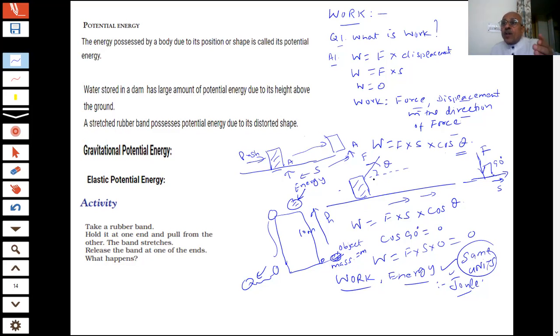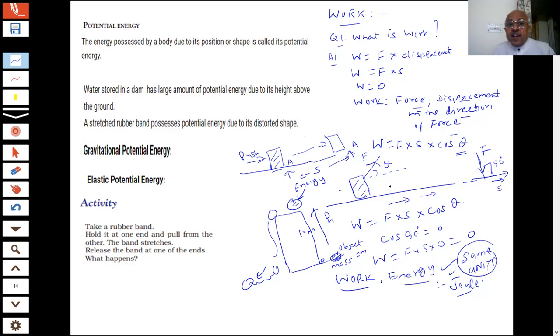Last time I discussed kinetic energy. That is the energy due to the motion of a body. When a body starts moving, what type of energy does it possess, students? Kinetic energy. And kinetic energy can do work. Or when work is done, it can be converted into an energy form. What energy? Kinetic or potential energy form, students.